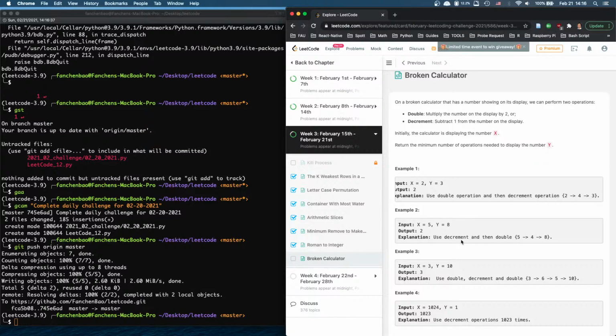So for 2, we know if we double it, it's going to be bigger. But if we minus 1 and then double on 1, it's going to be smaller. So we have to double on 2. For 5, if we get smaller and then double, we can reach 8. For 3, we have to double to 6 because it's not larger. And then from 6, we can double again, but that'll be 12.